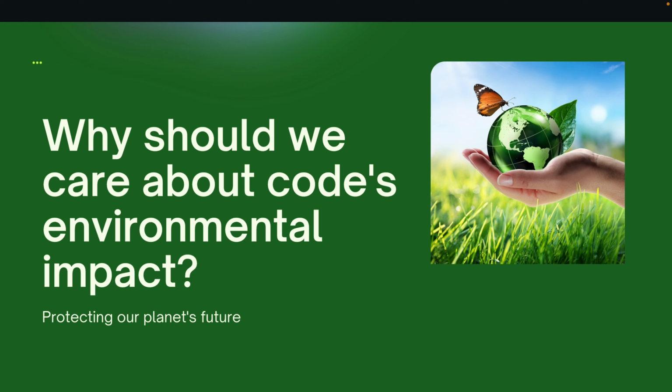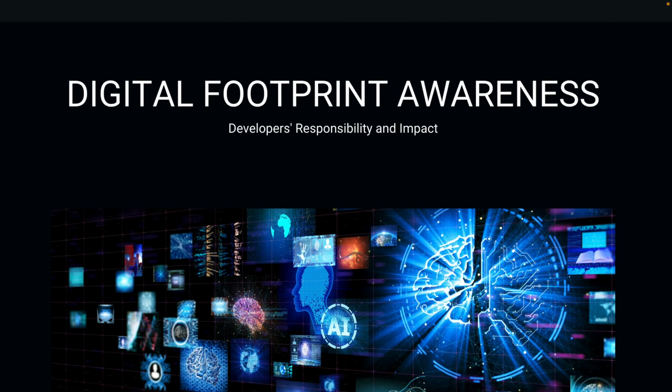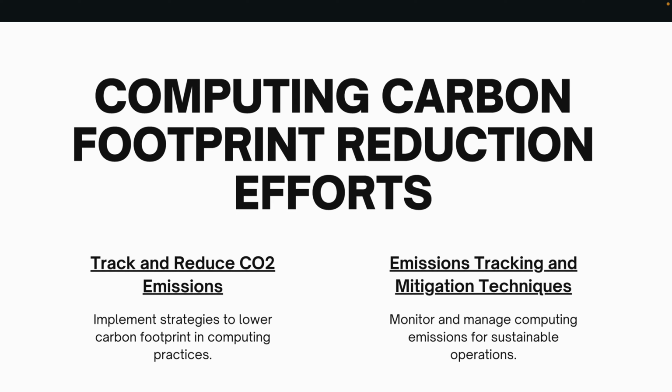So why should we care about the environmental impact of code? It is simple. As developers, we all have a responsibility to be mindful of our digital footprint. By understanding the carbon cost of our code, we can make informed decisions to optimize it for efficiency, leading to more sustainable development practices. We can track and reduce CO₂ emissions, implement strategies to lower the carbon footprint in computing practices, and use emissions tracking and mitigation techniques to monitor and manage computing emissions for sustainable operations. This is a simple way we can reduce our carbon footprint.